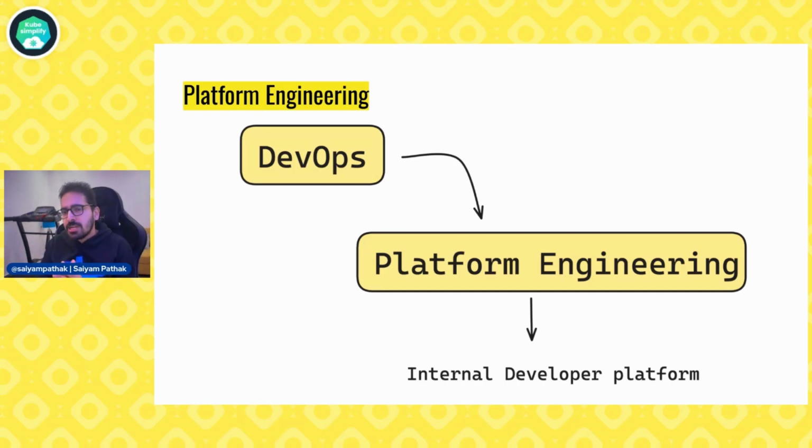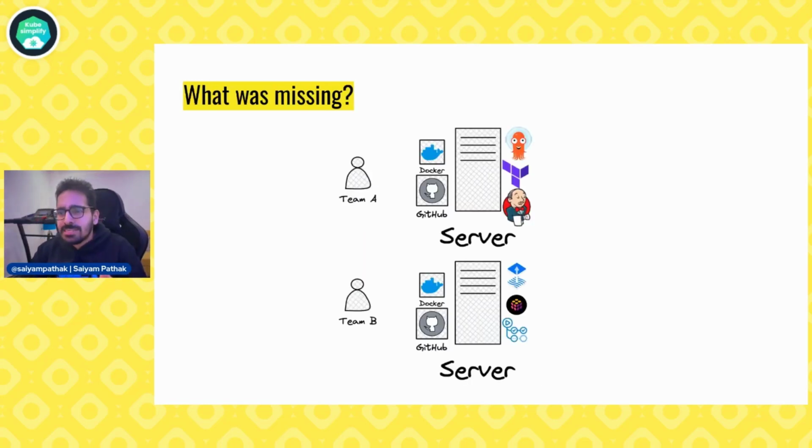But in a nutshell, in my opinion, it's the next iteration of DevOps. And to some extent, you can say that internal developer platforms are something that is built as part of platform engineering, which is the next iteration. What that means and why do we need it? So let's try to understand that.